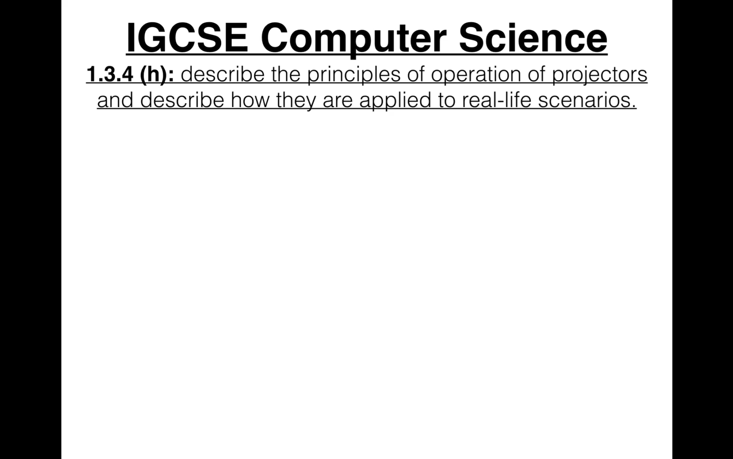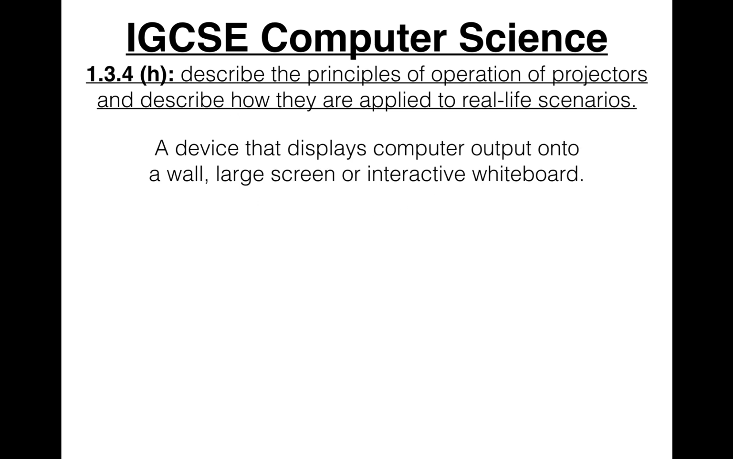IGCSE Computer Science, and this is the final output device that we need to know. This is projectors. In case you don't know what a projector is, it's a device that displays computer output onto a wall, large screen, or even an interactive whiteboard. We usually see these in meeting rooms and classrooms as well.